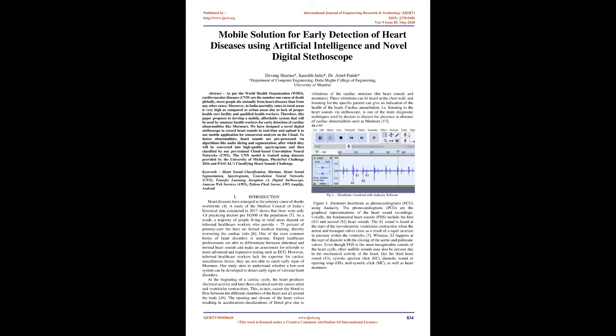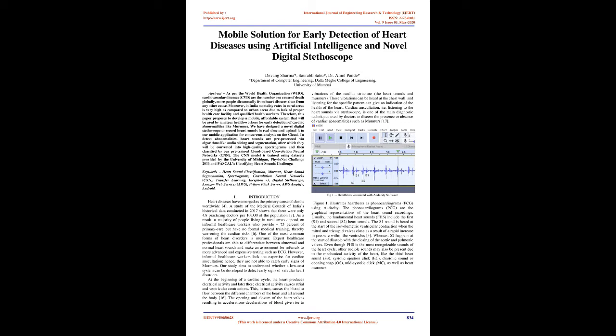One of the most common forms of heart disorders is murmur. Expert healthcare professionals are able to differentiate between abnormal and normal heart sounds and make an assessment for referrals to more advanced and expensive testing such as ECG. However, informal healthcare workers lack the expertise for cardiac auscultation, hence, they are not able to catch early signs of murmurs. Our study aims to understand whether a low-cost system can be developed to detect early signs of valvular heart disorders.